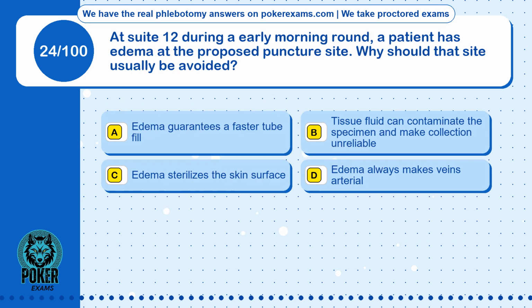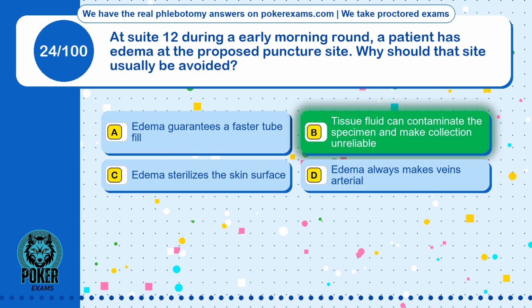Question 24. At Suite 12 during an early morning round, a patient has edema at the proposed puncture site. Why should that site usually be avoided? Option A, edema guarantees a faster tube fill. Option B, tissue fluid can contaminate the specimen and make collection unreliable. Option C, edema sterilizes the skin surface. Option D, edema always makes veins arterial.